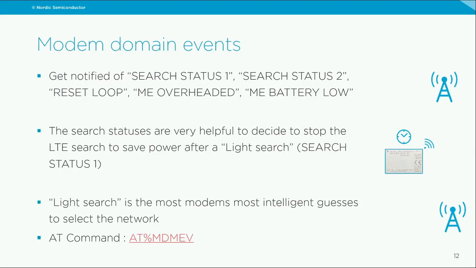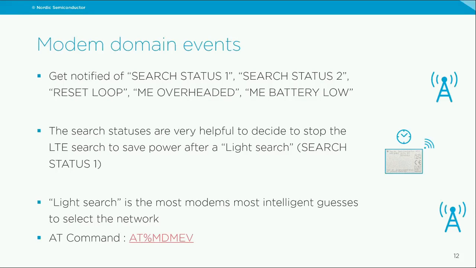And also another nice feature, which is also related to searching for networks, includes these modem domain events. So you now get notified by different modem domain events such as search status 1, search status 2, reset loop, mobile equipment overheated, and mobile equipment battery low. These first two notifications are the ones I want to highlight. Search status 1 is a light search, so this means when the modem has finished its most intelligent guesses to select a network, it will notify the application with search status 1.